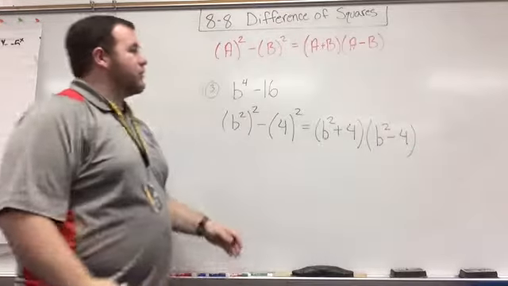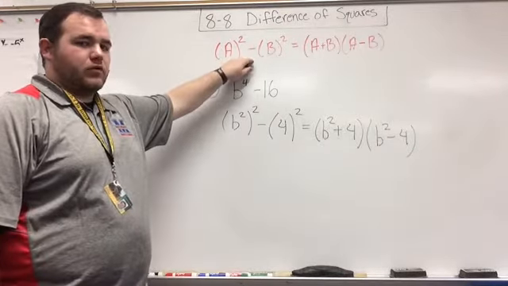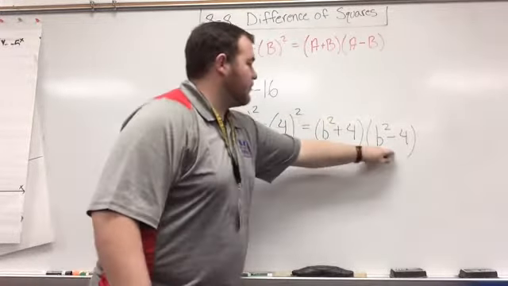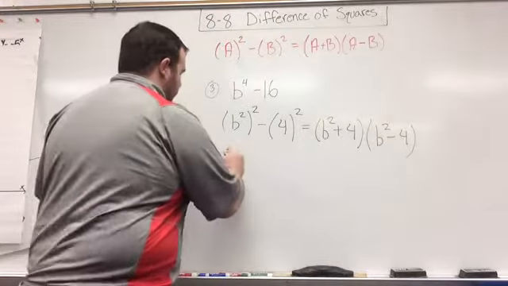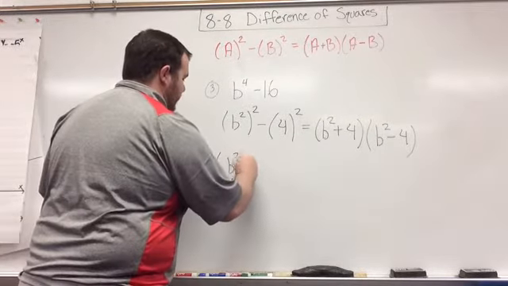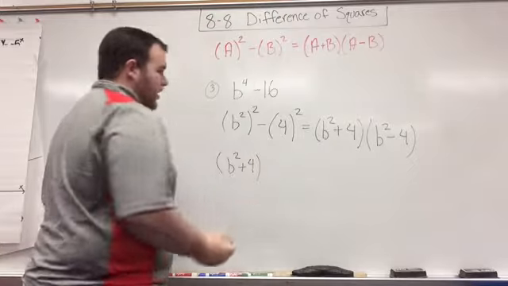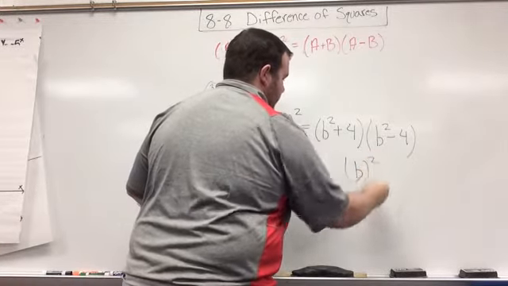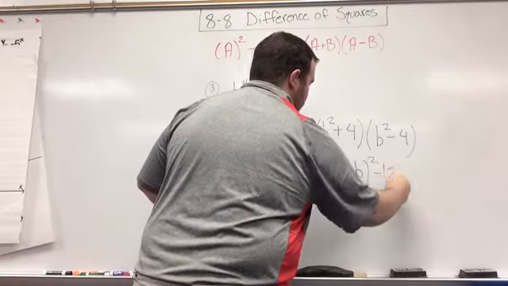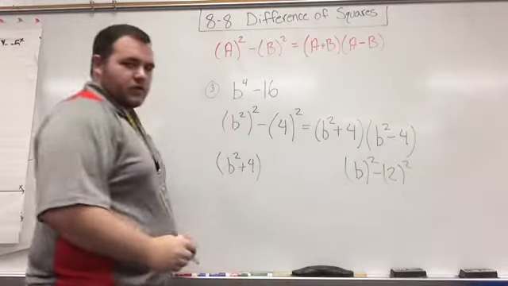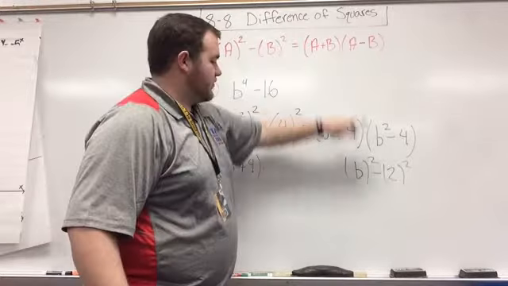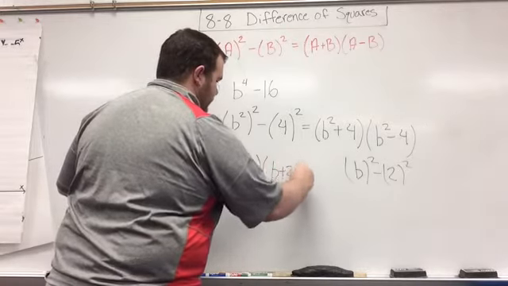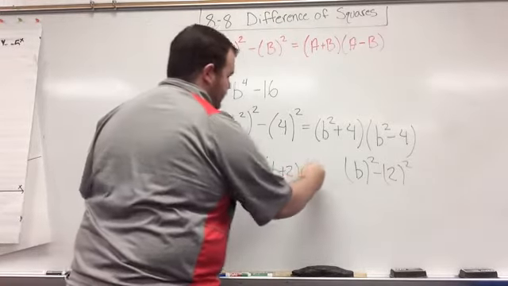Now remember, we can only apply this when we're subtracting in the middle. Well, if you look in our answer, we can actually apply it again because we have b squared minus 4. So let's go ahead and write the b squared plus 4 because we can't do anything with it. And we can actually rewrite this as b squared minus 2 squared. And so when we apply this here, we get b plus 2 times the quantity of b minus 2.